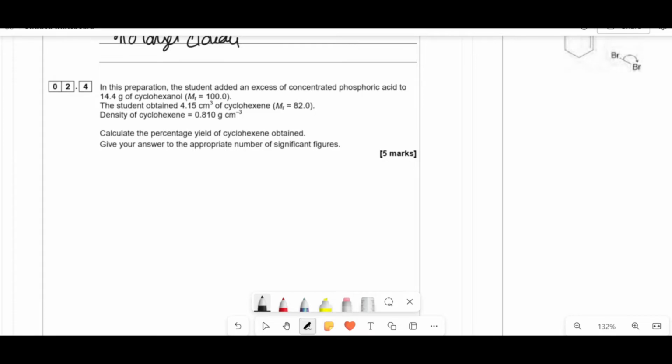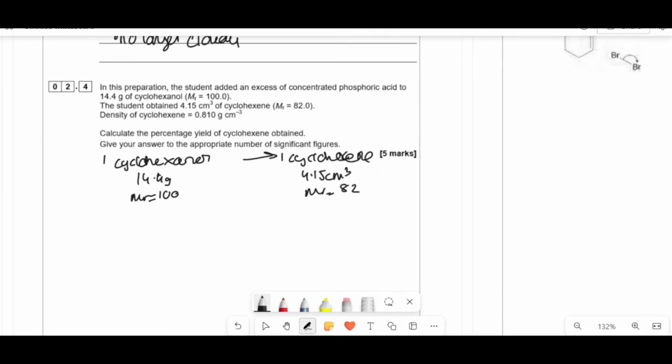So here we are starting with cyclohexanol. We're doing whatever to it, this and that, and we're making cyclohexene. Now we're only swapping one group, so it's going to be a 1-to-1 ratio, and then here as well, let's add in what we know. So in terms of cyclohexanol, we know we have 14.4 grams, we know its MR is 100, and on this side, what we know about this is that it's 4.15 centimeters cubed, and we know its MR is 82, and we know its density is going to be 0.810 grams per centimeter cubed, or grams cm^-3, right?